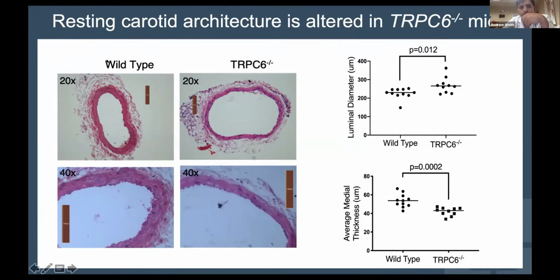These are 8 to 10 week old male mice, common carotid cross sections that have been H&E stained. What one can see is an increase in the luminal diameter of TRPC6 knockout common carotid arteries and a decrease in medial thickness. It's difficult to make out on the H&E stain, but in the manuscript we confirm this more clearly with a Verhoeff-van Gieson stain that TRPC6 knockout media also contain a reduced number of elastin lamellae compared to wild type common carotid arteries.